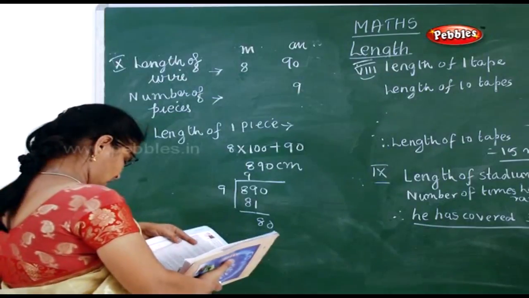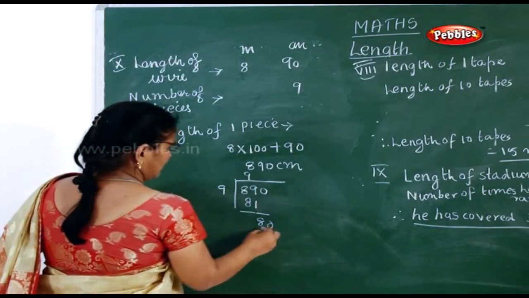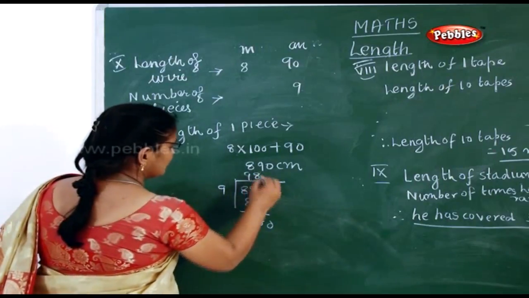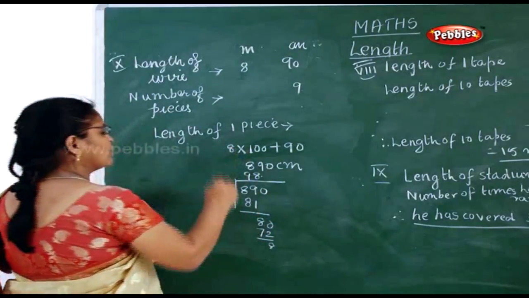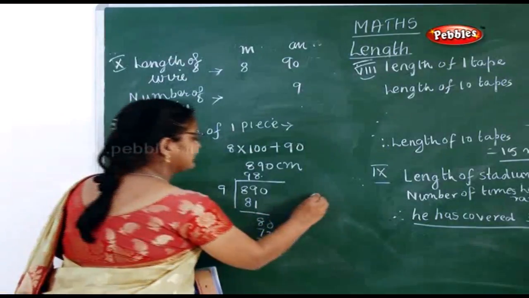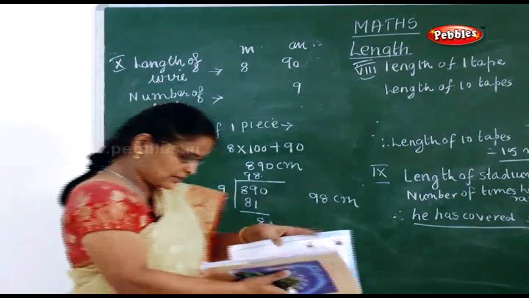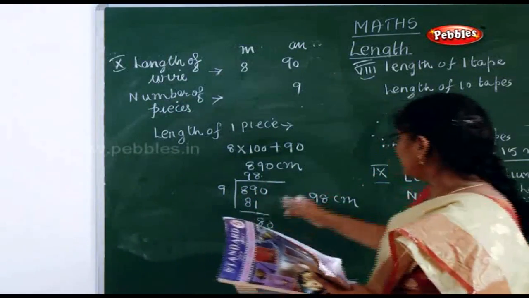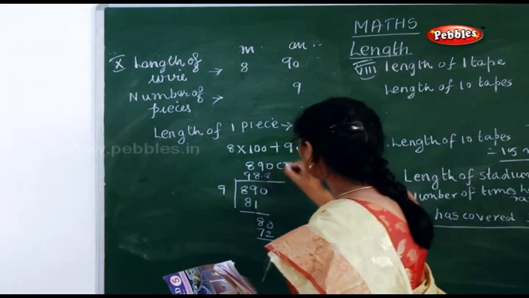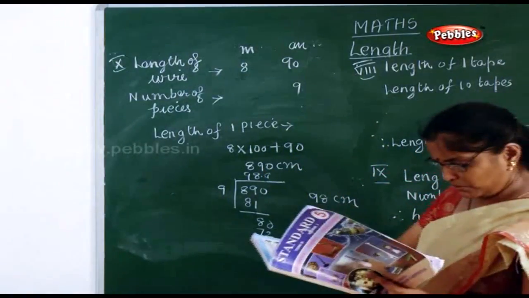9 9s are 81 and 9 8s are 72. Again it goes on. So what you can do? Just straight away you can write it is 98 centimeter. So one piece comes to 98 centimeter because it goes on, 98.8, 98.8, 98.8. So directly you can write 98 centimeter.